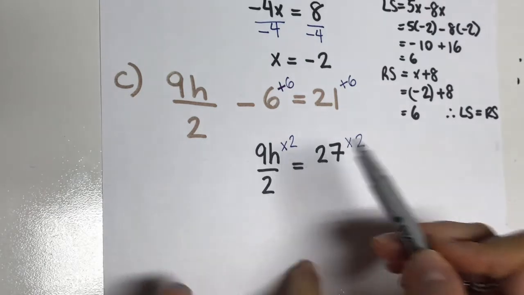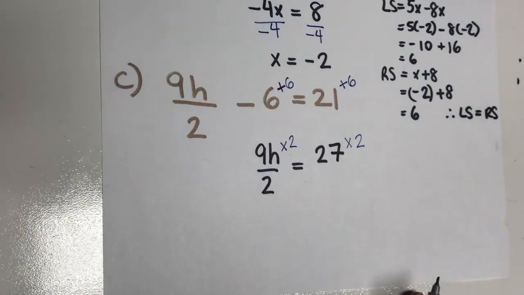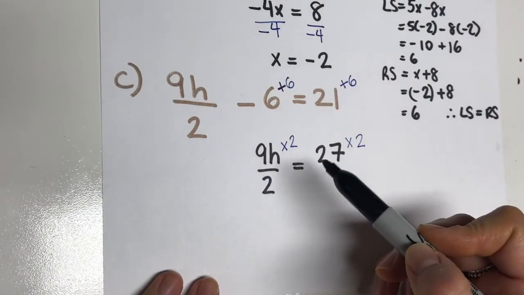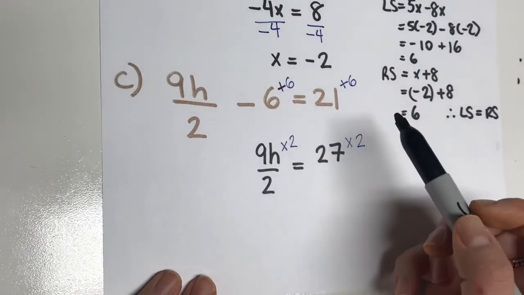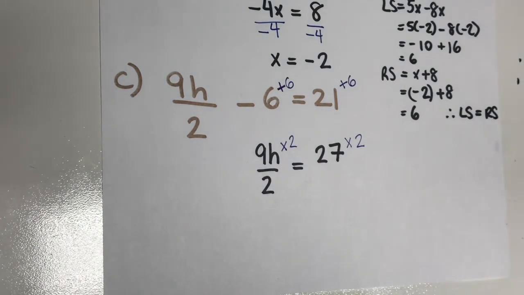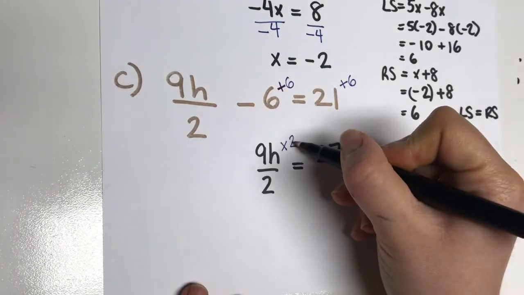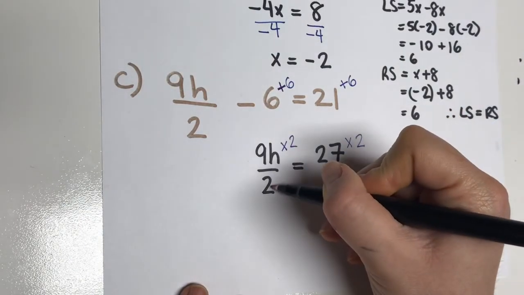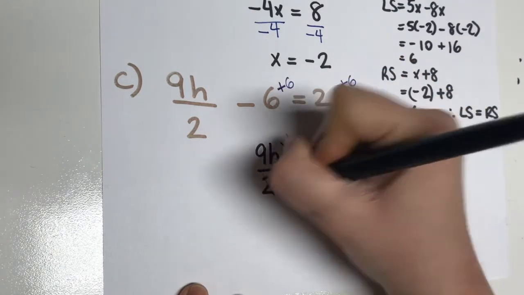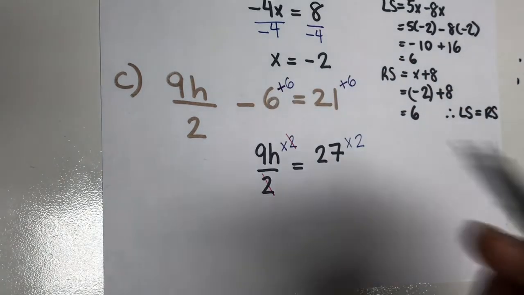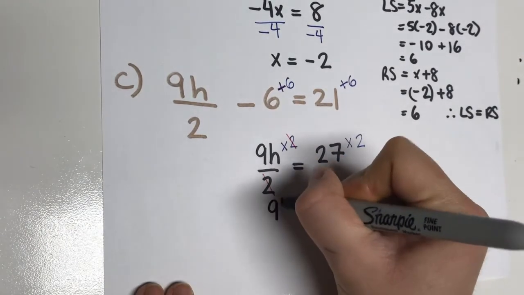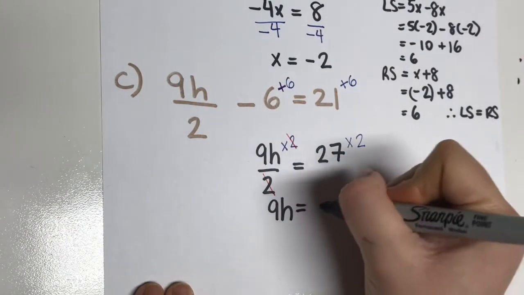And in this case, it's happening to the numerators. So 9, and the reason that I multiplied both sides by 2 is to get rid of the fraction. So 2 is in the numerator, 2 is in the denominator. So 2 divided by 2, they cancel out. And I'm left with 9h is equal to 27 times 2.